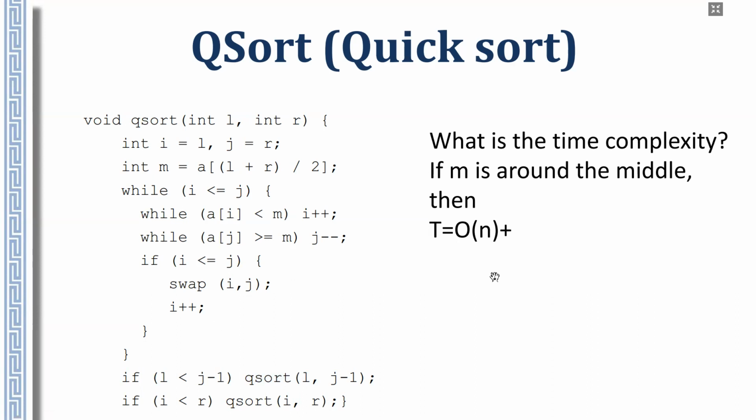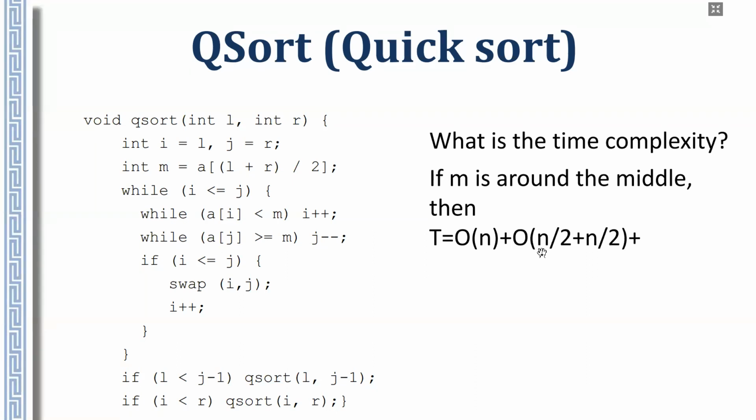It requires linear time. After that, we invoke the same function for the left part and the right part. And if m is about the middle, then the left part is about n over 2, and the right part size is also about n over 2. We have linear complexity for each part, and the total complexity of these two invocations is n over 2 plus n over 2.